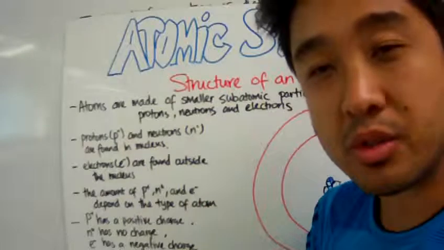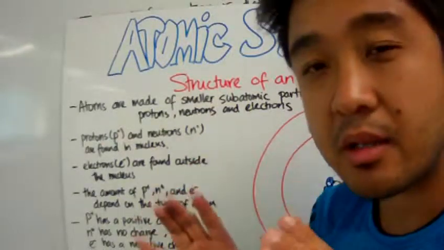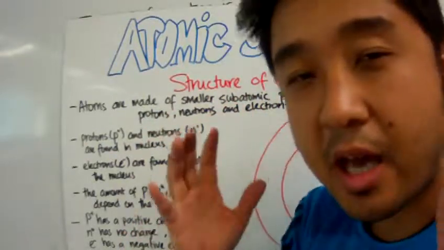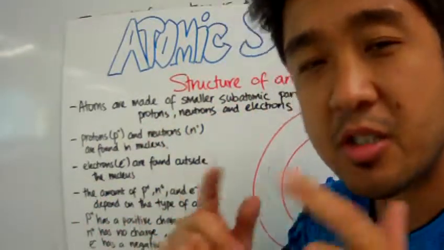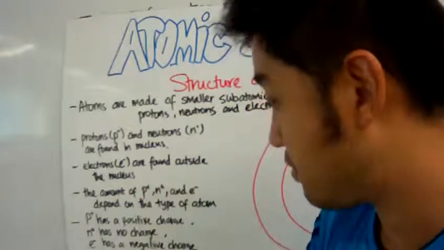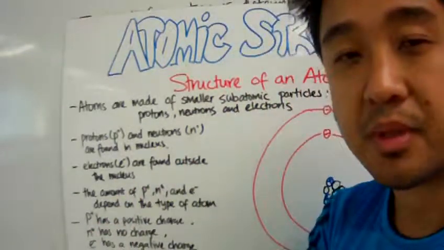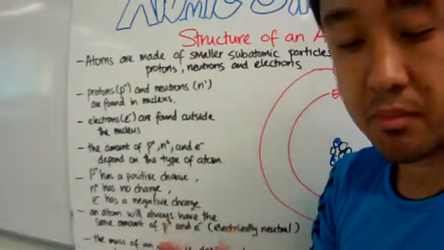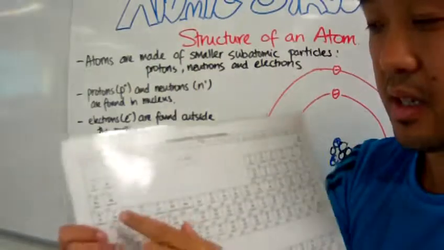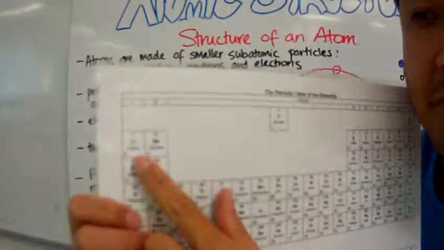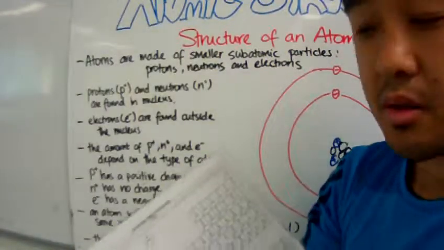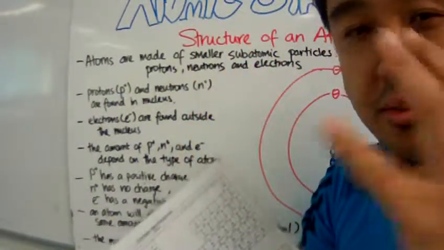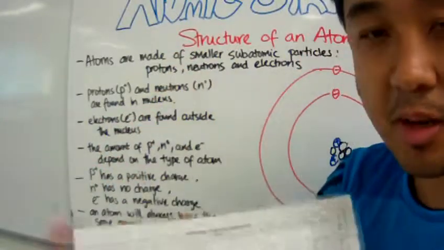The amount of protons, neutrons, and electrons for any atom would really be determined by what type of atom it is. Okay? So, for example, lithium has 3 protons, 3 electrons, and 4 neutrons. A type of lithium, all right?